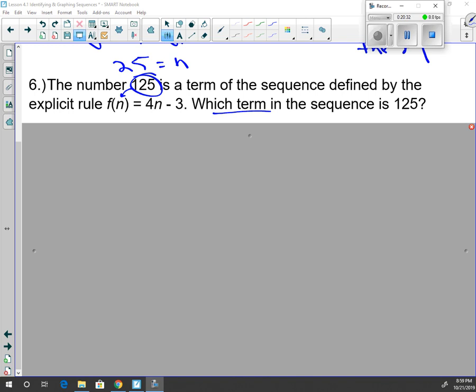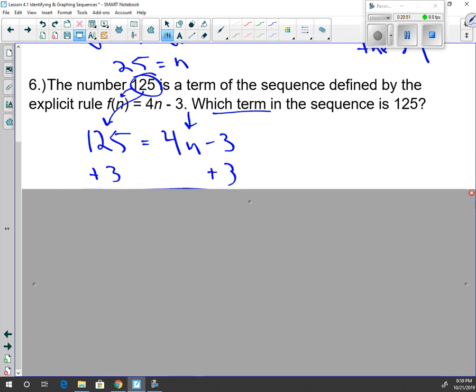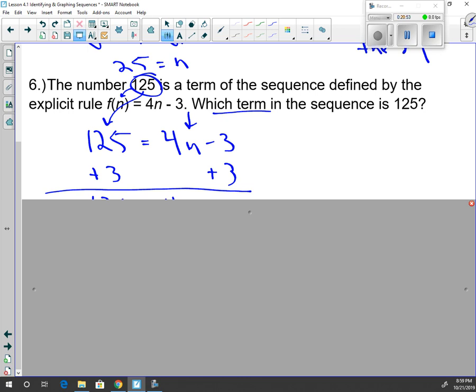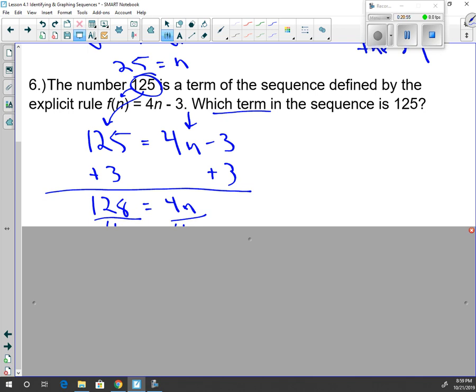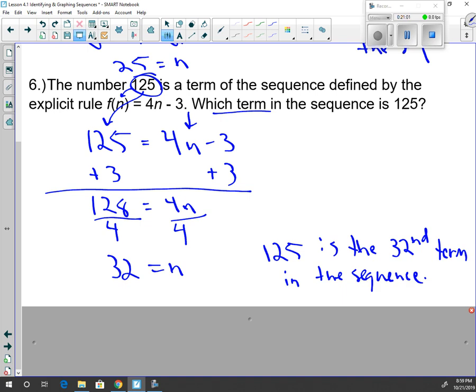All right, so hopefully you guys had enough time to go over that. So again, here's my substitution of the 125 in for f of n, and then I just solve for the term number. Okay, so what's happening to n? I'm multiplying by 4, and then I subtract 3. Last thing I said is subtract 3, so the first thing I do is add 3 to both sides. I have to undo that. So then I end up with 128 is equal to 4n. What's happening to n? It's being multiplied by 4. How do I undo that? I divide by 4, and then 128 divided by 4 is 32.